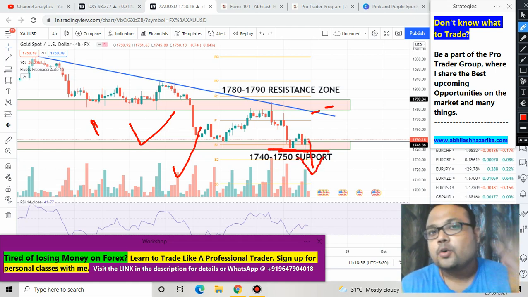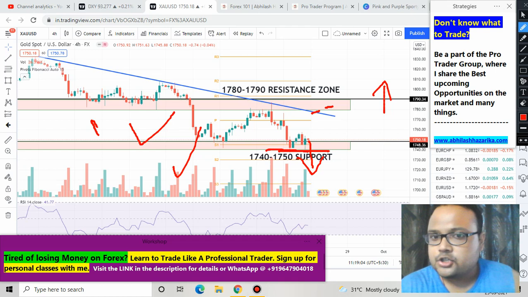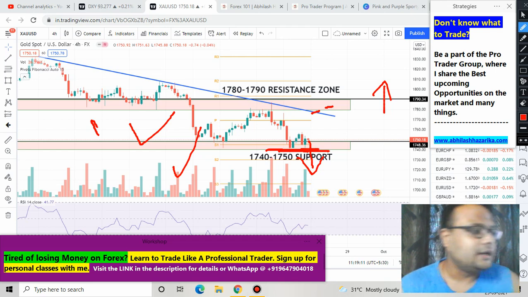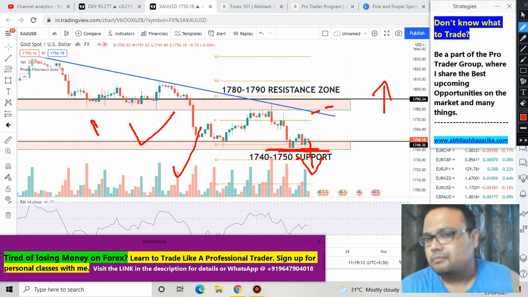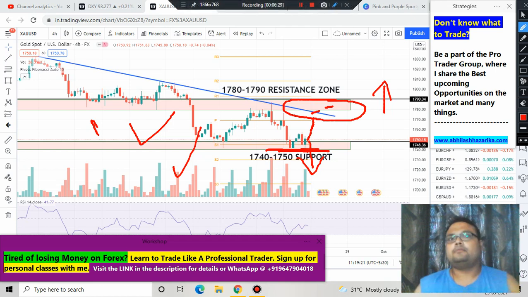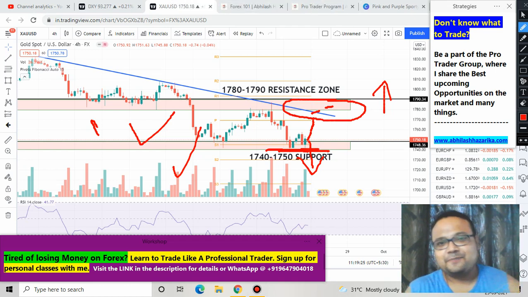Breaking the level means when the dollar is very strong, when the dollar is bullish, gold will obviously break down, and you can short the market. You can short the market below the 1740 level if the dollar gets very bullish. And on the other hand, if gold starts going up, then you will get a good position to short the market at the resistance level. But right now, you just need to focus on the market opening. That's it.